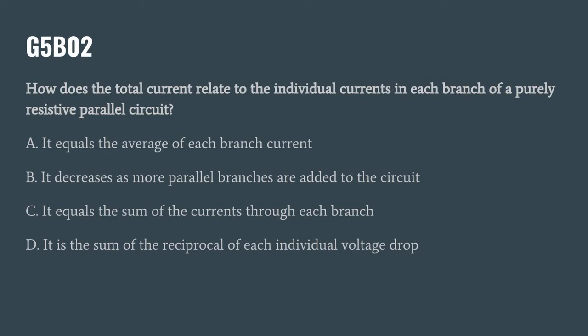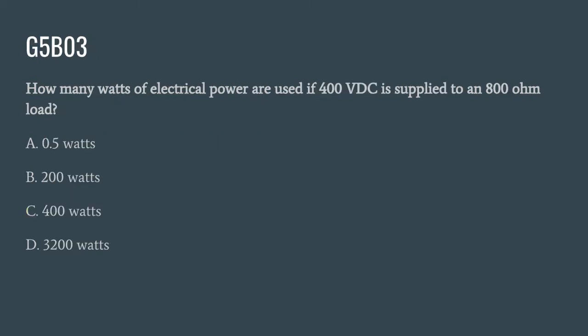G5B02, how does the total current relate to individual currents in each branch of a purely resistive parallel circuit? A. It equals the average of each branch current. B. It decreases as more parallel branches are added to the circuit. C. It equals the sum of the currents through each branch. Or D. It is the sum of the reciprocal of each individual voltage drop. Correct answer C. It equals the sum of the currents through each branch.